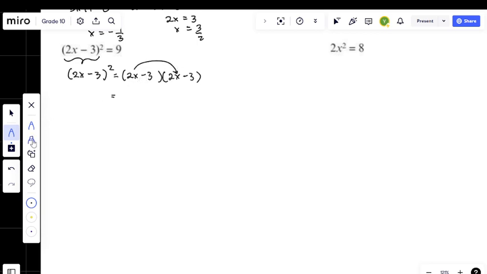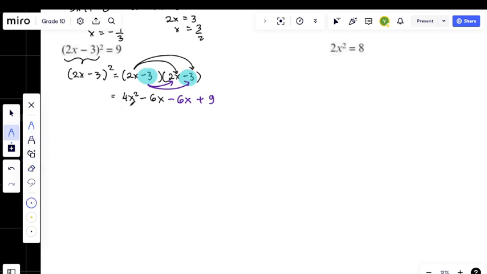Okay, so 2x times 2x becomes 4x squared. As for 2x times negative 3, this is where I highlighted, Mr. highlight ini, supaya kalian ingat bahwa ini juga tanda plus minusnya dikalikan. It becomes negative 6x. Okay, and this part, negative 3 times 2x is negative 6x. Negative 3 times negative 3 is positive 9.